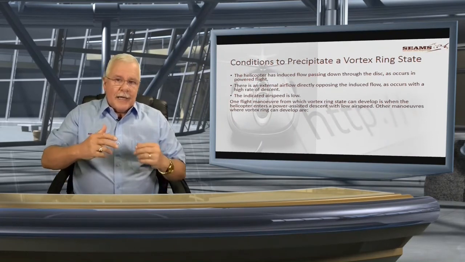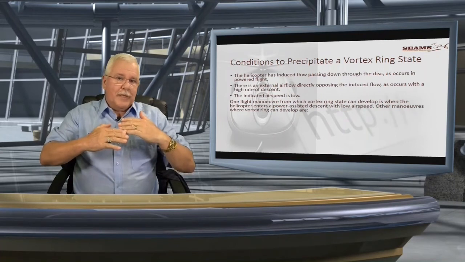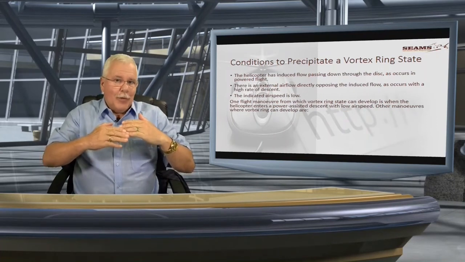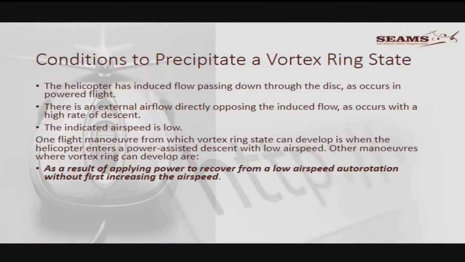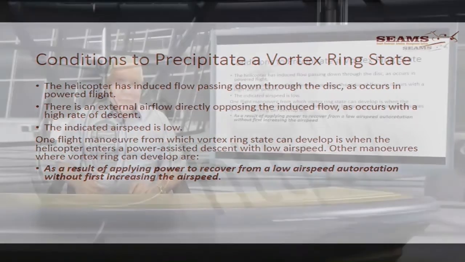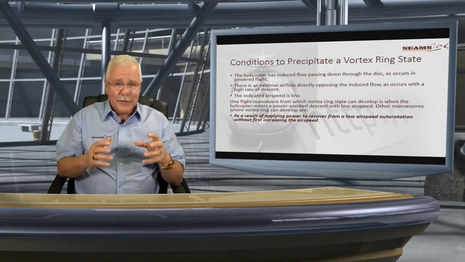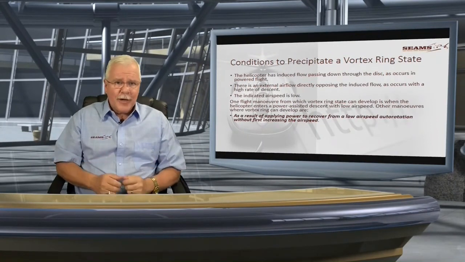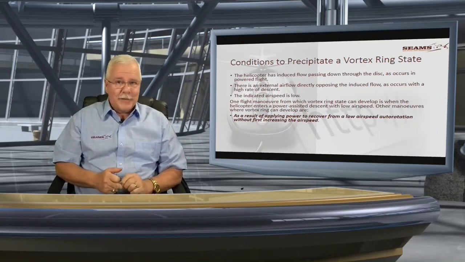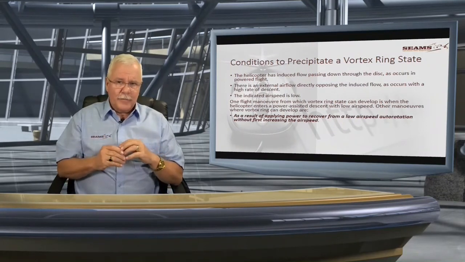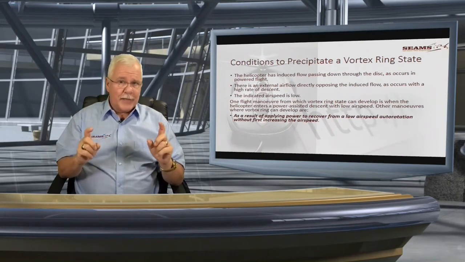Any speed higher than that, there is a forward flow. But if the forward flow has no more real significance, then the opposing flow is the one that makes it difficult. As a result of applying power to recover from a low airspeed auto-rotation without first increasing the airspeed. In auto-rotations, and we're not covering it now, but normally in most aircraft the auto-rotation speed ranges anywhere from around 60 to 70 knots. It's a good ballpark figure. The magic number in helicopters is normally 40 knots, and there are various reasons why 40 knots is such a magic number.